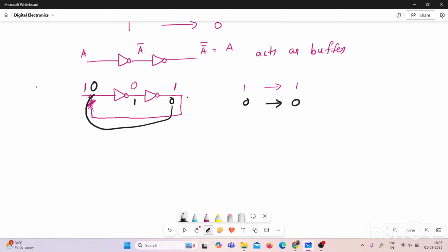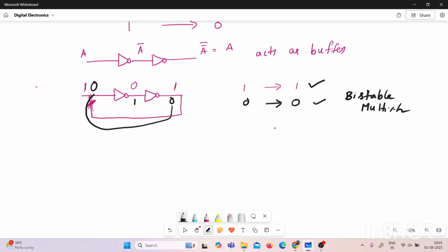That means this circuit has two possible stable states. When the input is 1, the output remains in the same state 1, and when the input is 0, the output remains in the same stable state 0. That's why it has two possible stable states. This circuit is called a bistable multivibrator.